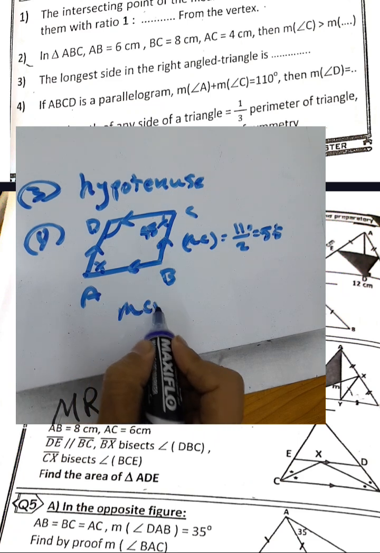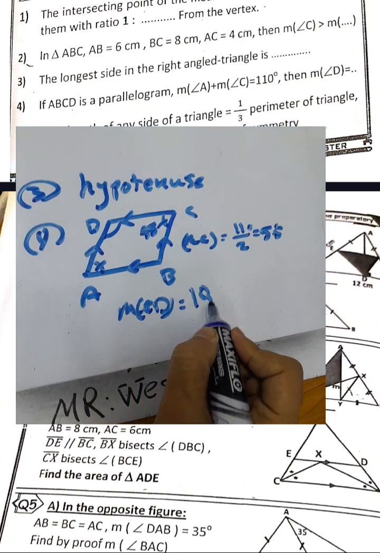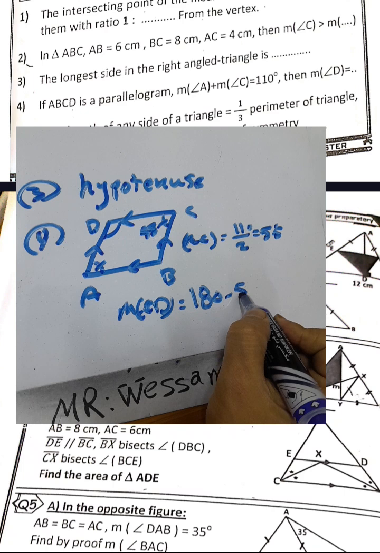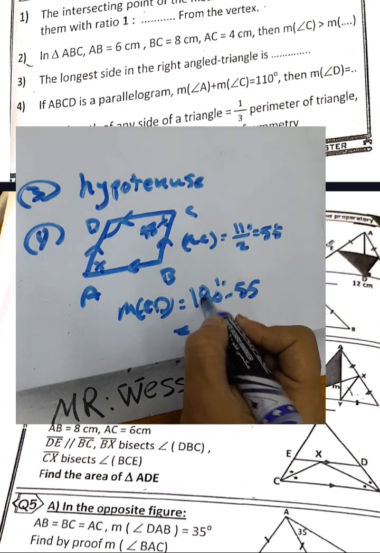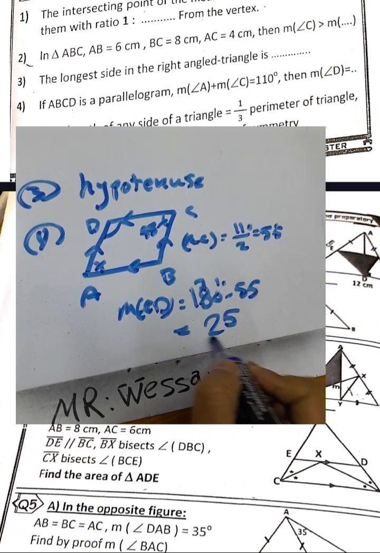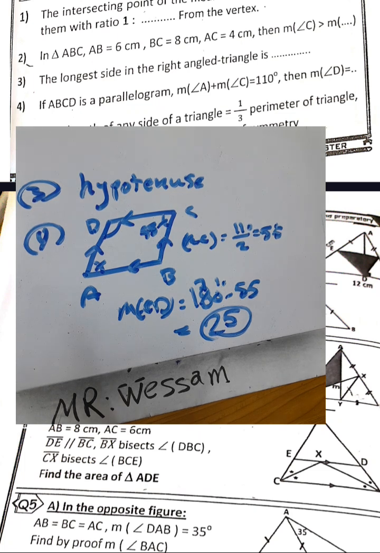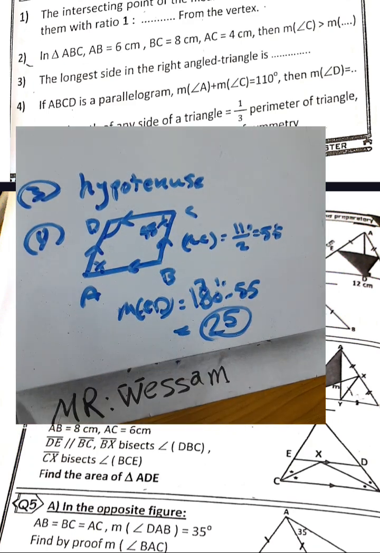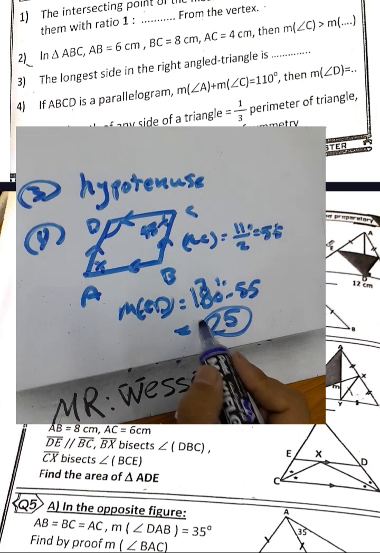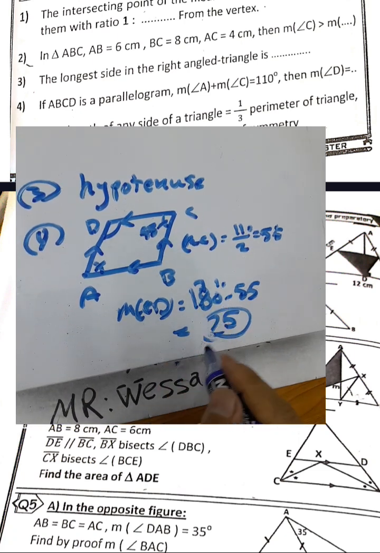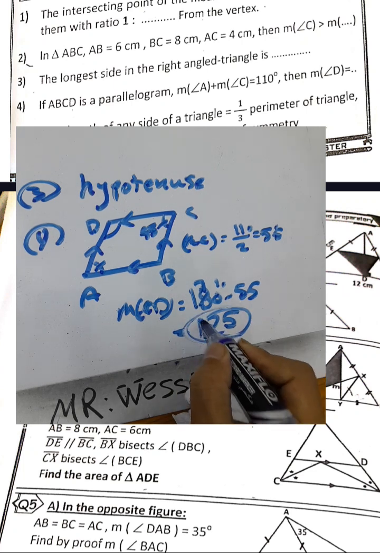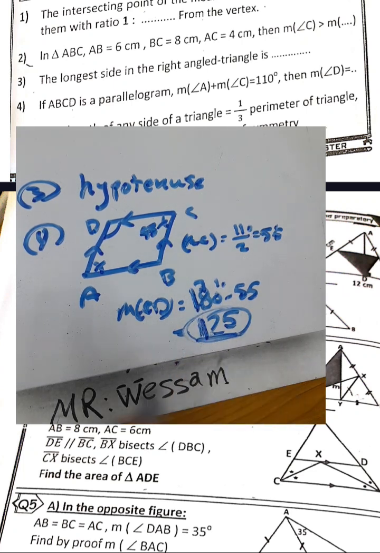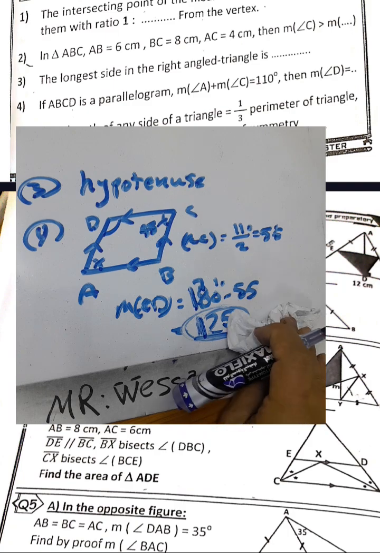Then you can find the measure of angle D. Write 180 subtract 55. Understood? Because C and D are supplementary angles, the sum of them equals 180. Then the result will be 125. The result will be 125. It's the measure of angle D.